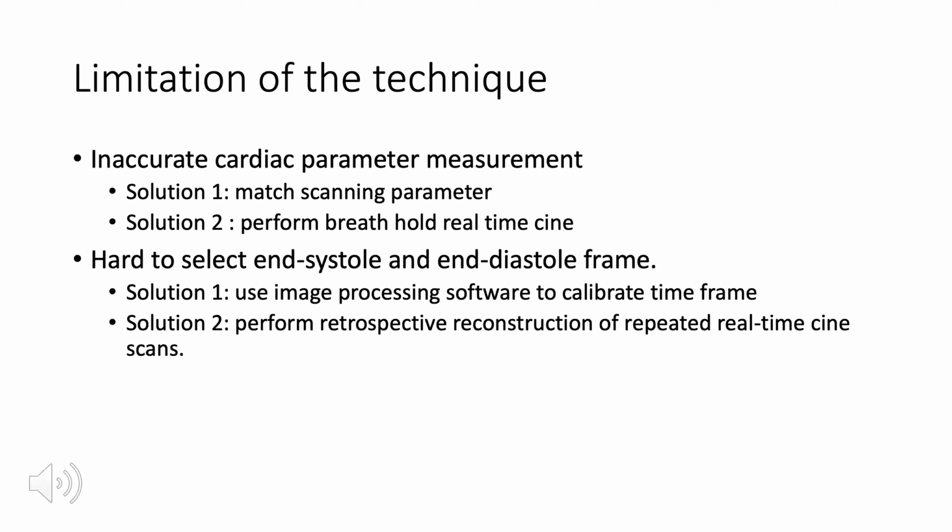I think this method is harder to implement because one of the key advantages of using real-time Radial Cine is to avoid the need for breath hold. Adopting this approach could potentially negate the primary benefits of this innovative technique. The second limitation is that in real-time Radial Cine, it's hard to select the end systole and diastole frames. There are also 2 solutions to this issue. The first is to use image processing software to calibrate the time frame, and the second is to perform retrospective reconstruction of repeated real-time Cine scans.